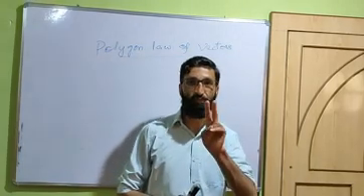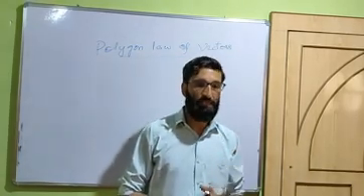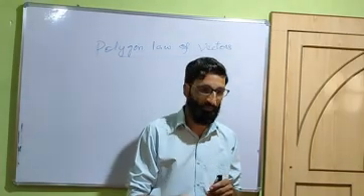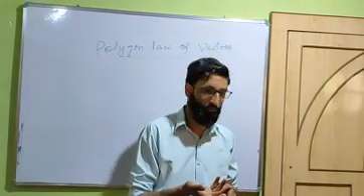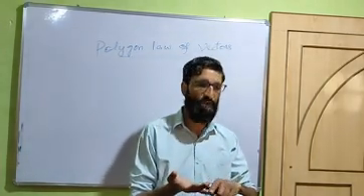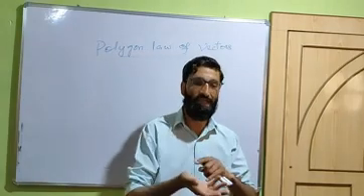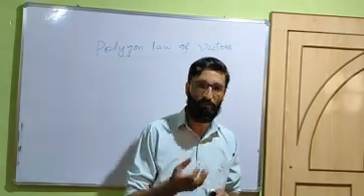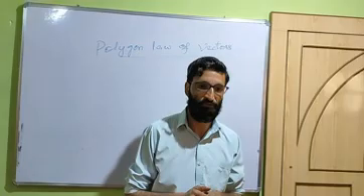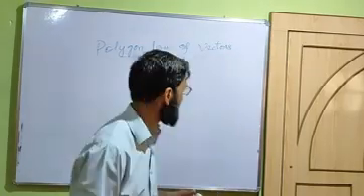Here we take the addition of two vectors, A and B. Now suppose we have more than two vectors, 3, 4, 5, 6, in general n vectors, and we have to add them together. We make use of polygon law of vectors.